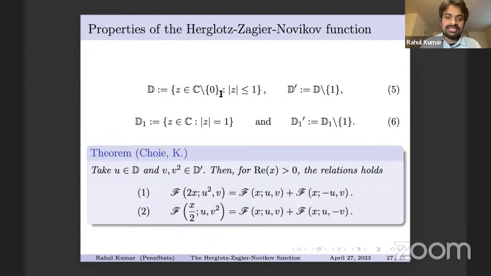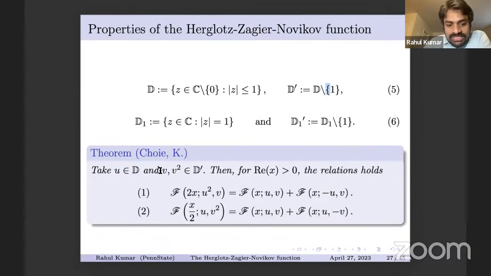Now let me define these sets. You take this D set, which is the unit disk, including its boundary, but you have to remove that 0. So it is a punctured unit disk, this D set. And this D prime is where we have to remove that 1 also from the punctured disk. And this D1 is nothing but the unit circle. And D1 prime is where you are removing that 1 from the unit circle. We are removing 1 because, as you remember, we cannot take v equal to 1 in our script F function. That's why we are removing that 1 from everywhere. And 0 for the obvious reason, because 1 over v will not be defined.